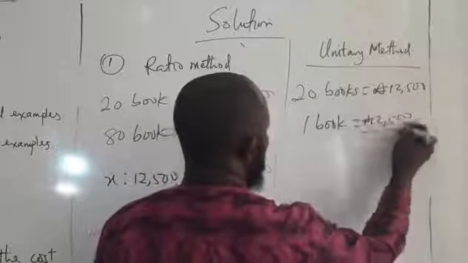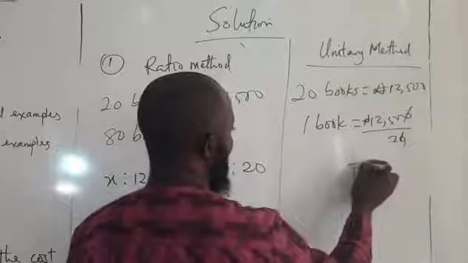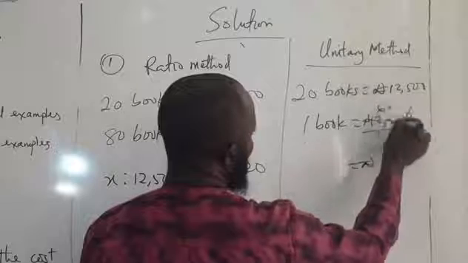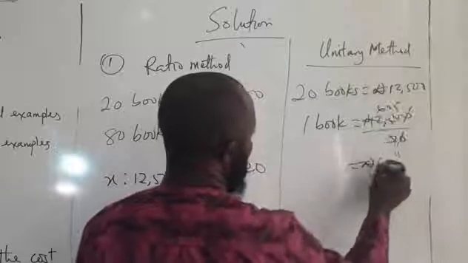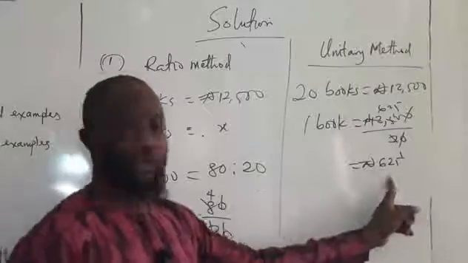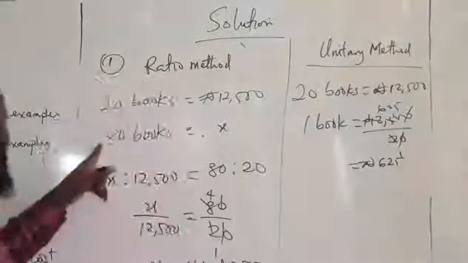12,500 divided by 20. 0 cancels 0. 2 here 1, 2 here 6, 2 here 2, remainder 1, that is 5. That is 625 naira. That is one book costs 625 naira. So what will now be the cost of 80 books?